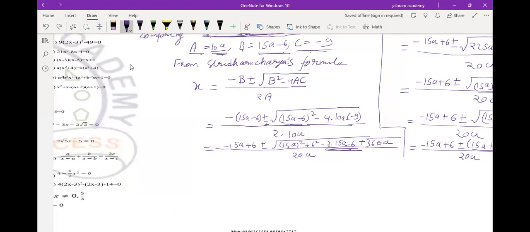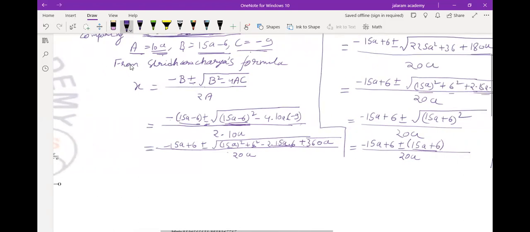So 2 into a is 20a. So minus 15a minus 6 plus minus, on multiplying this bracket with minus. Now this is 15a minus 6 whole square, which will be expanded by using the formula a minus b whole square equals to a square plus b square minus 2ab. Okay, is that clear to you? Yes, sir. 225a square plus 36 minus 2ab, 2 into 15a into 6, plus this 360a is written as it is over 2 into 10a.